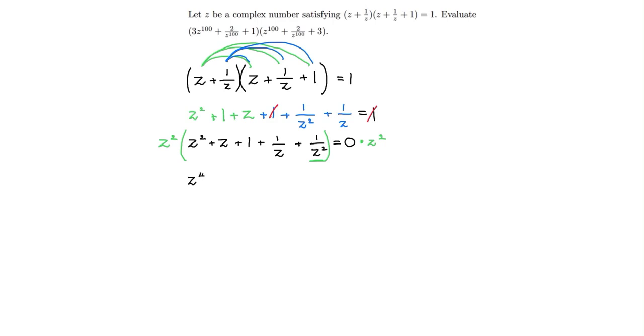z to the 4th plus z cubed plus z squared plus z plus 1 equals 0. Now here we can find our pattern. Each term in the left side of our equation is decreasing by 1 degree. Additionally, this side of our equation may look familiar because it is in the form of a factoring formula for a very specific polynomial. And the formula is as follows.